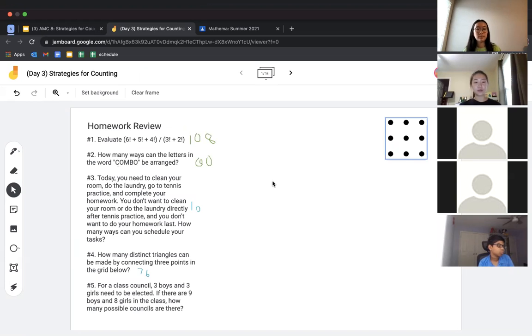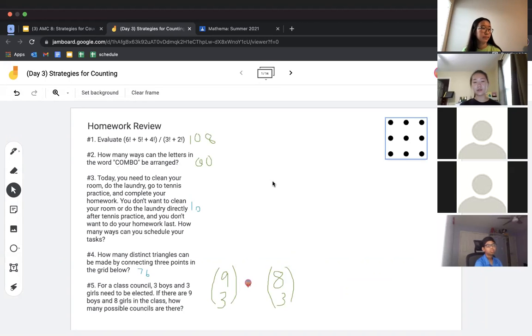So for this one, you need to have 3 boys and 3 girls, right? And there's 9 boys and 8 girls in the class. So in order to look at the boys and the girls separately, the number of possible combinations of boys would be 9 choose 3. And the same thing for girls, so 8 choose 3. That's the number of groups of 3 people you can pull from both of these groups. And after you get those 2 combinations, all you have to do is multiply them.